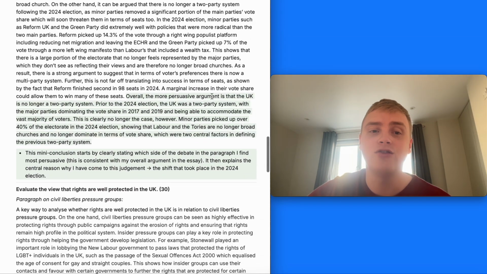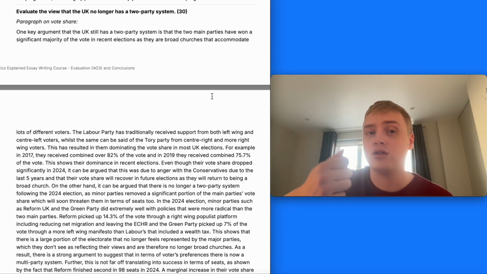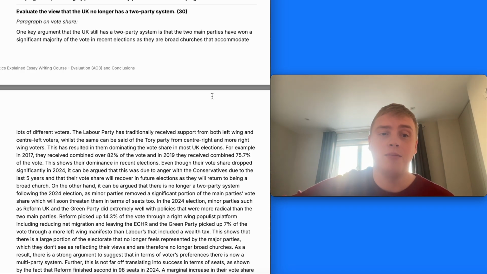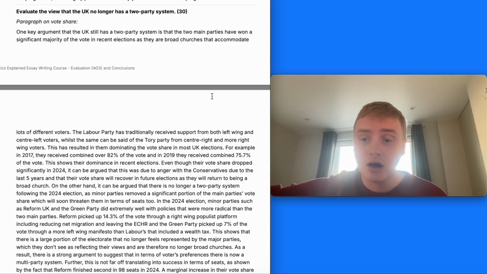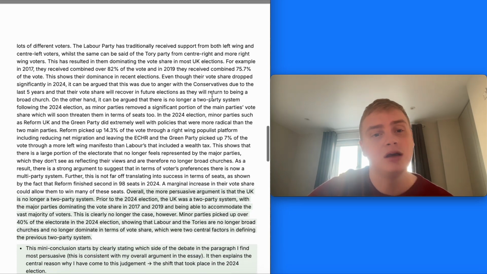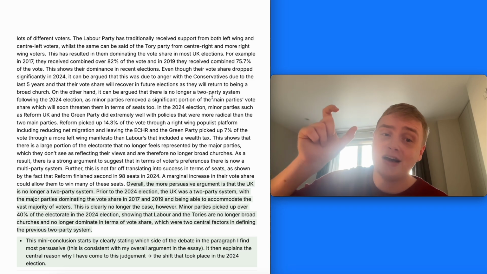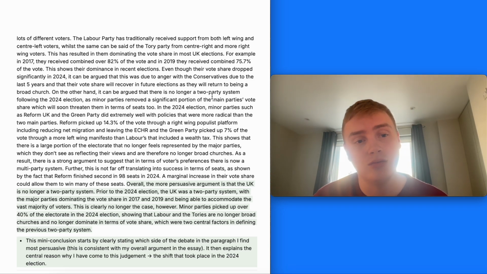If we look at this mini conclusion, we set out one argument for this question. It's evaluate the view that the UK no longer has a two-party system. We set out one argument that there is still a two-party system because the Tory party and Labour dominate vote share and they're broad churches and have a lot of voters. Then the counter argument is that actually it's no longer a two-party system, especially due to the 2024 election, where their vote share significantly decreased, and parties like Reform and the Green Party were able to pick up a lot of votes by offering different policy positions that voters supported.